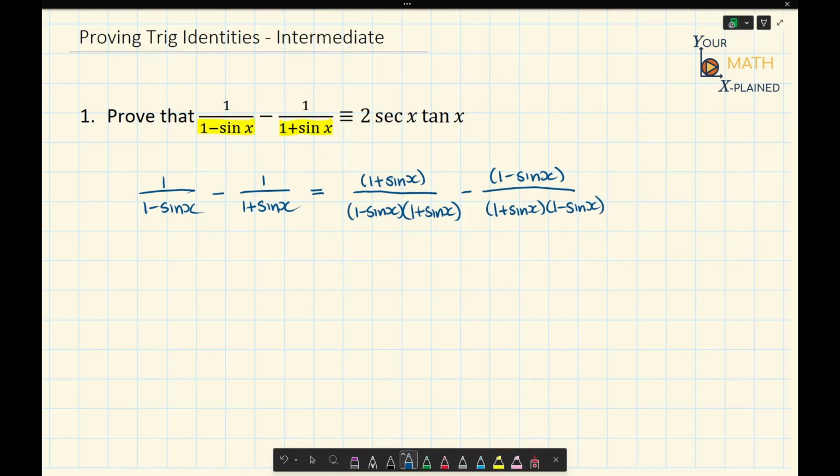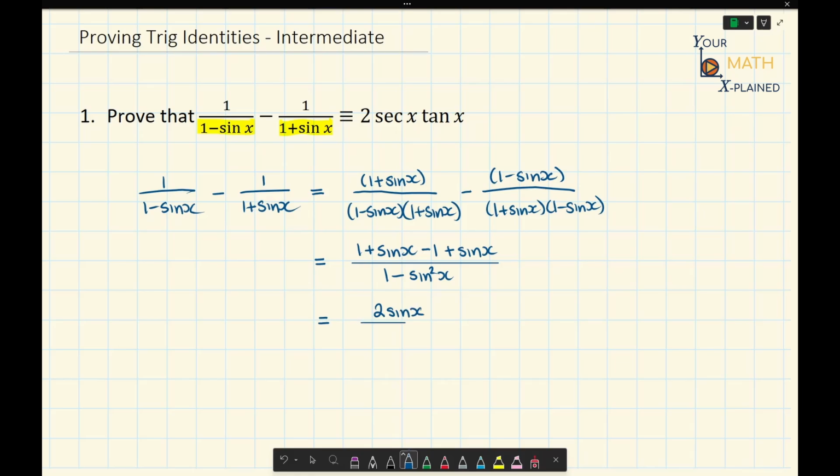So now that we have a common denominator, we can go ahead and combine this into one fraction. Now our numerator is going to be 1 plus sine x. Distributing the minus sign is going to give us minus 1 plus sine x. And then, like I said earlier, the denominator is going to be 1 minus sine squared x because we have a difference of squares here. So now the numerator, the 1's going to cancel out, and we're left with 2 sine x.